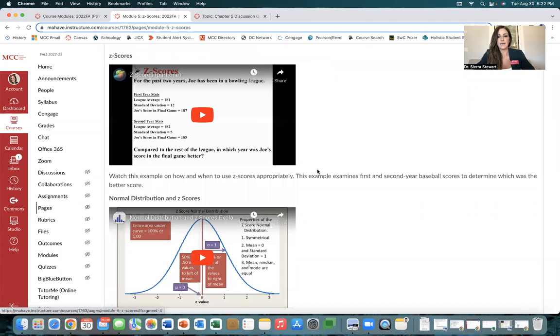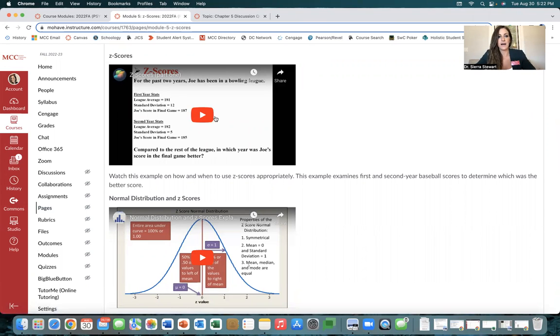The biggest thing is just understanding what z-scores are before you do your MindTap. Z-scores really just tell us how far above or below we are around the mean. So we just want to make sure that we're understanding the importance of that and how to apply that.